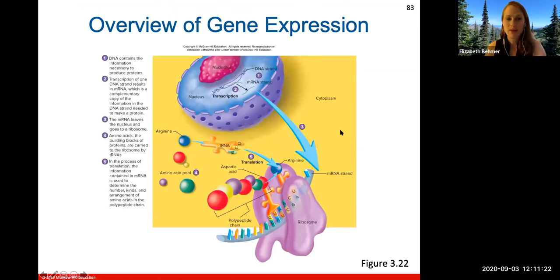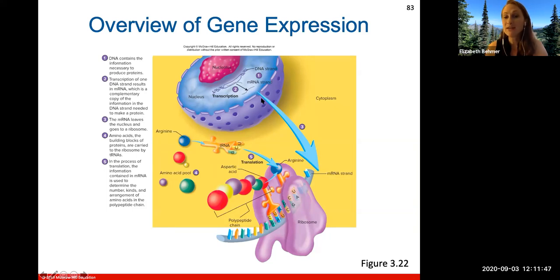So this is probably the best overview of gene expression to get, not bogged down by details. Your DNA contains the information necessary to produce proteins. So that will be in the nucleus. Transcription of one DNA strand results in messenger RNA, shown right here where my cursor is. That's just a complementary copy of the information on DNA.